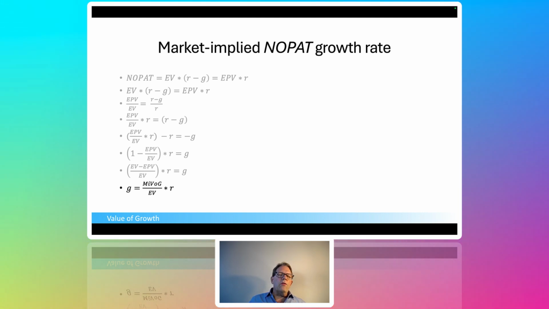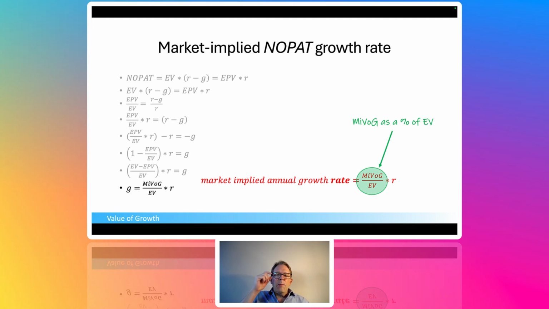We know that the long-term NOPAT growth, and I'm going to come back to that a lot, NOPAT growth, earnings growth, equals market implied value of growth divided by EV times R. Another way of saying it is the percent of your valuation that is made up of your market implied value of growth, that percentage times your discount rate, equals your long-term NOPAT growth rate. This to me is really pretty cool. So the market implied growth rate is equal to the market implied value of growth as a percent of EV times your cost of capital.